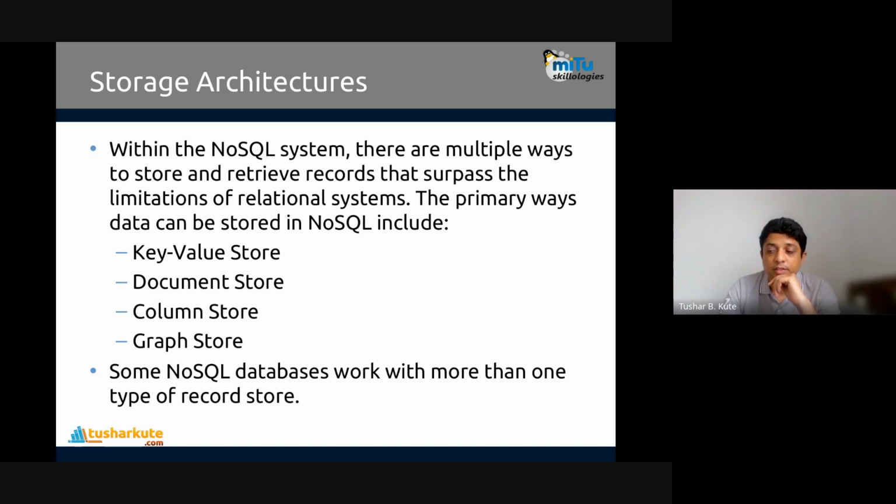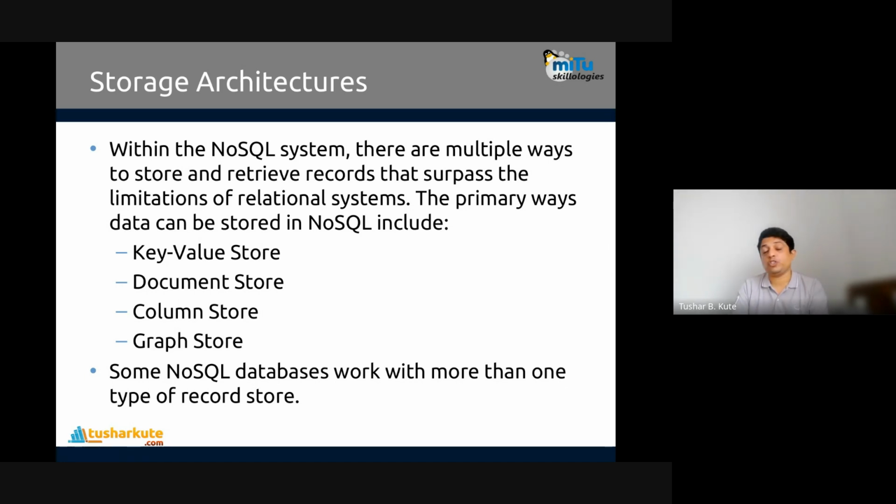So which methods are present here? Now you can see the names. Within a NoSQL system, there are multiple ways possible to store and retrieve records that surpass the limitations of relational systems. The primary ways NoSQL can include are these. Key value store. We have seen that already in the previous session, the previous presentation, where I showed the ways to store data in NoSQL. So first thing, key value store.